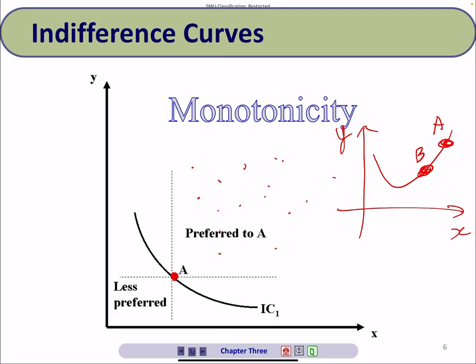I think what he's trying to say is that for a certain y value, there are two x values. Yes. So y is the same, then with two x values, I'll definitely choose the one with more x. This also violates monotonicity, because the amount of good y is the same, but basket B has strictly more of good x, so you have to assign a strictly higher happiness level. So if you have any portion that has a positive slope, it's wrong.